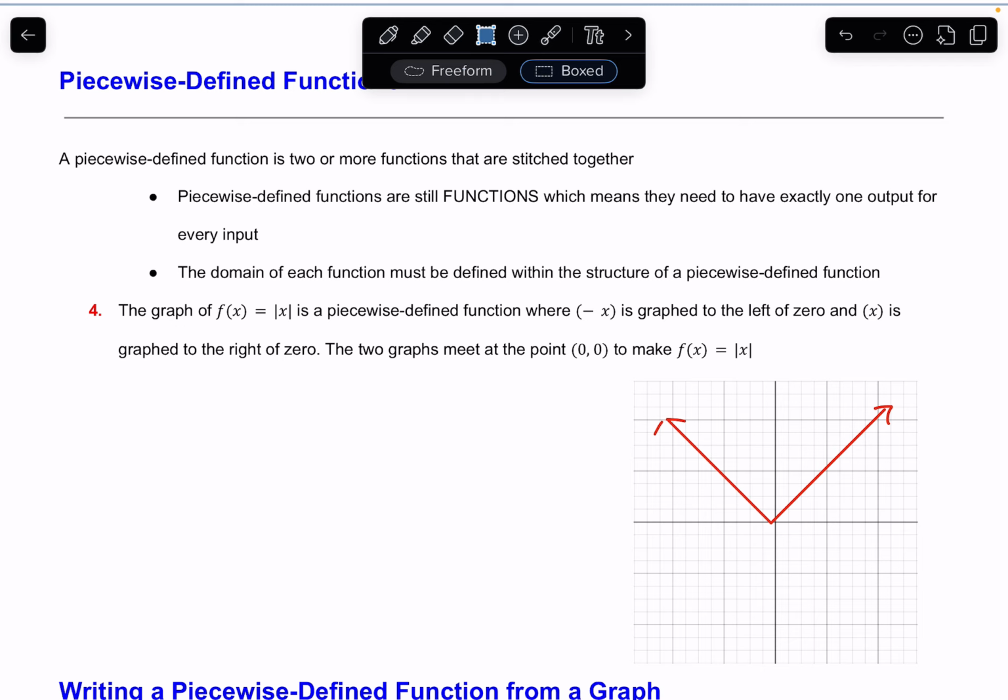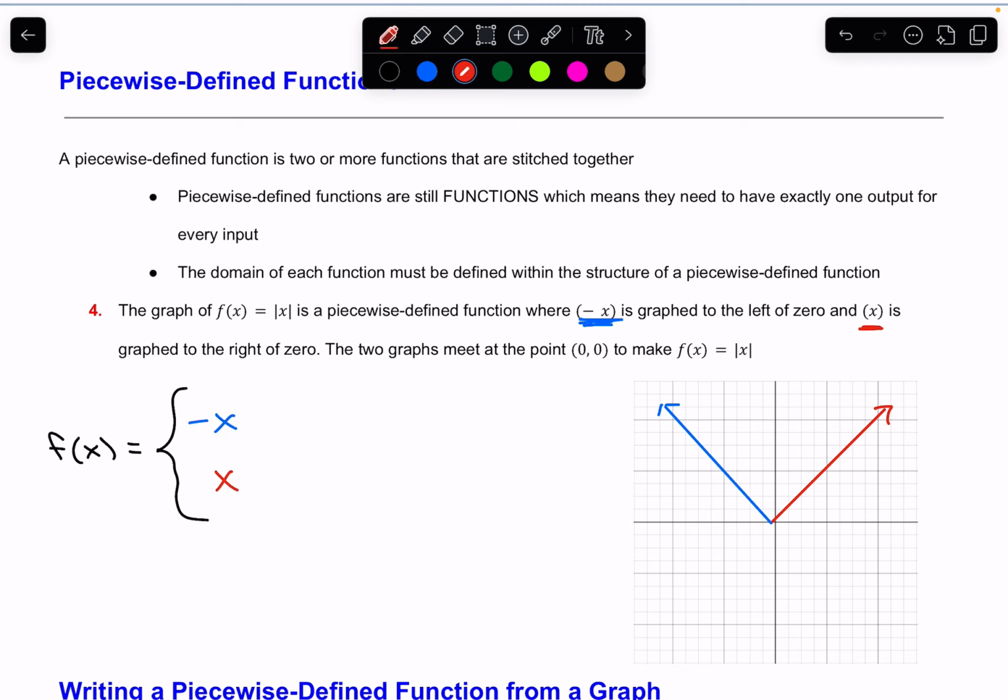So what I'm going to do is make one side of this graph blue and the other side red, because there's actually two functions inside of this one function. Okay, so in order to define this, we're going to say that f of x is equal to, and the way you make a piecewise function is you put this big brace, and inside of it you write the two individual functions. So it says that on the left side it's negative x, and on the right side it's positive x. So my two functions are negative x and positive x. And those two functions meet at the point 0, 0, right in the middle of the graph.